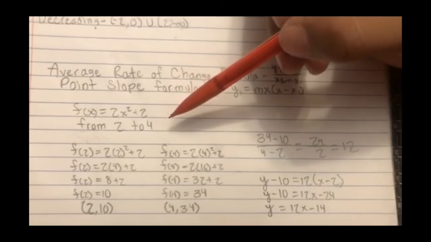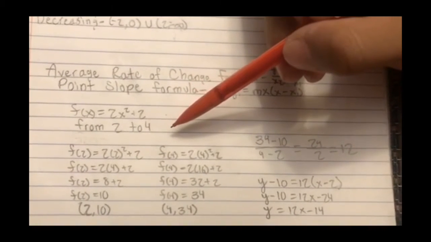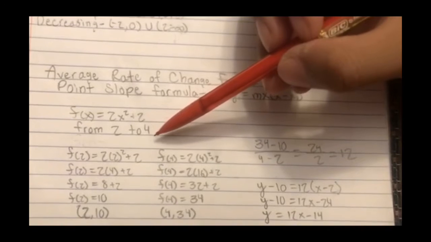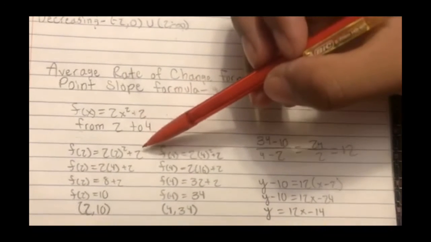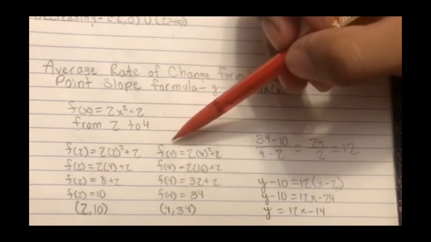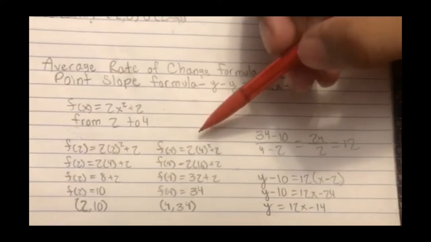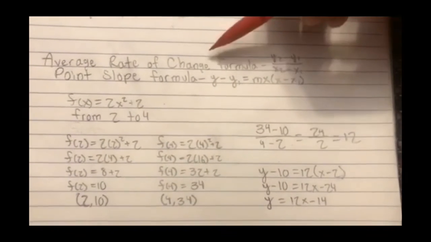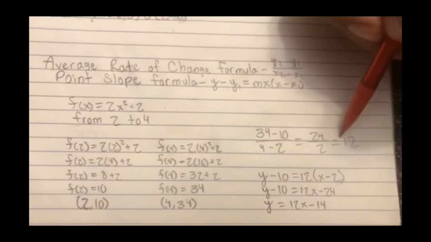The first step to finding the average rate of change is to plug in the x's it gives you into the equation. Doing this will allow you to find the y. Repeat this with the second x. Once you find both points, plug it into the average rate of change formula to find the slope.